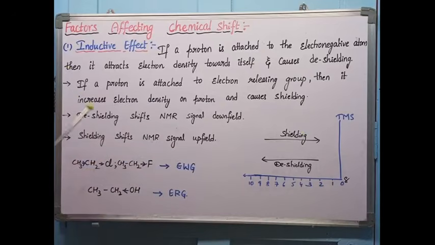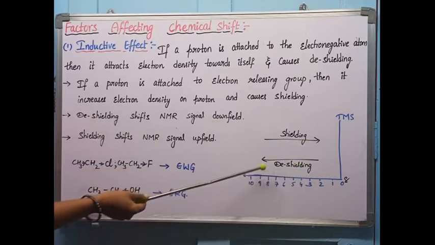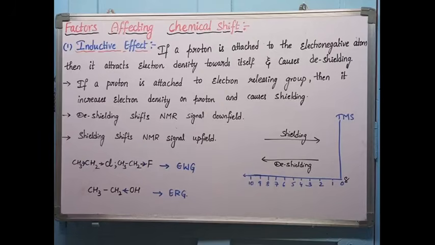Okay, so de-shielding shifts the NMR signal downfield, shielding shifts the NMR signal upfield. Because of shielding, the NMR signal value decreases, delta value decreases. Because of de-shielding, delta value increases. So this is the effect of inductive effect on chemical shift.